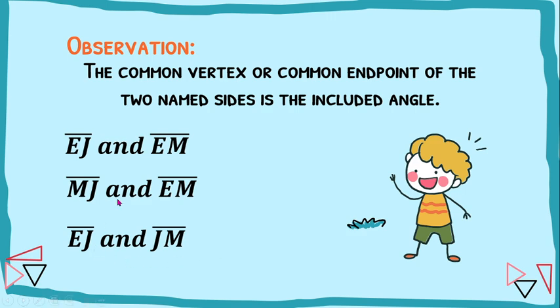So, let's have another example. Here we have side EJ and side EM. Take a look at the common vertex. Okay, very good. The common vertex is E. So, we have here E and E. So, our included angle is angle E. Now, how about for side MJ and side EM? The common vertex is, very good, M. So, the included angle is angle M. And what is the included angle for side EJ and side JM? Very good. That is angle J. And that is included angle.